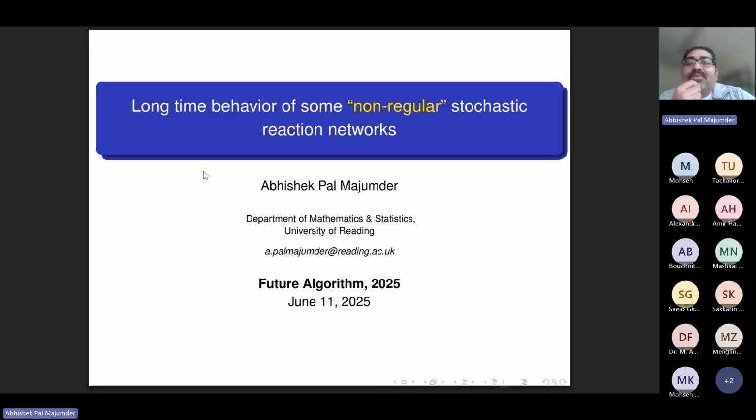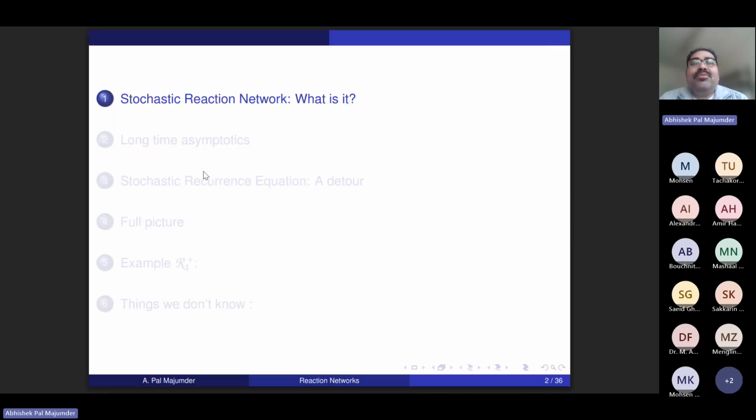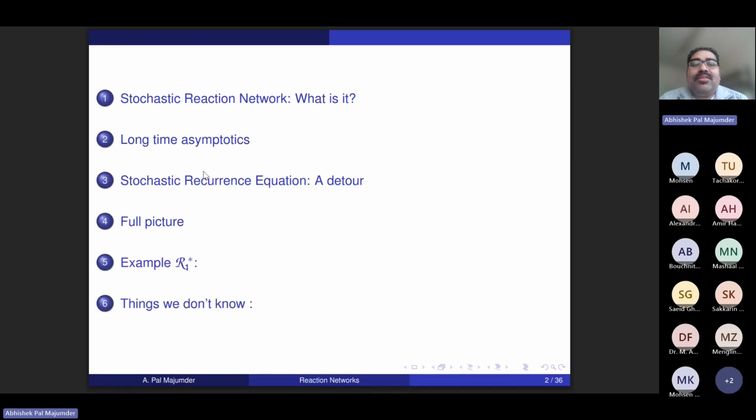And then I'll come to a certain important problem regarding long-time behavior of stochastic reaction networks. And then I'll come to the point of what this non-regular means and what I want to do about it. So, okay, let's begin with it. What is a stochastic reaction network? And this is the structure of this talk.